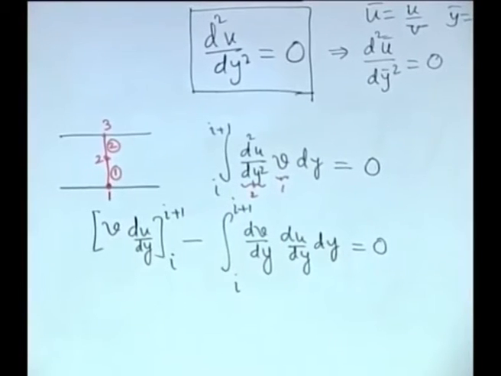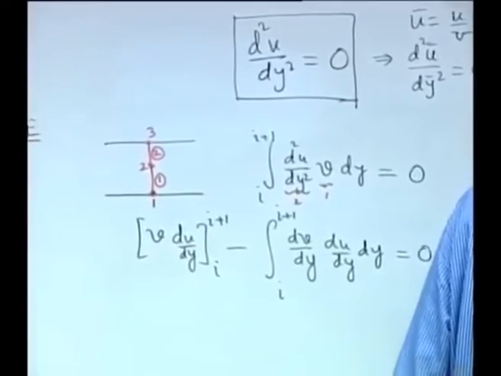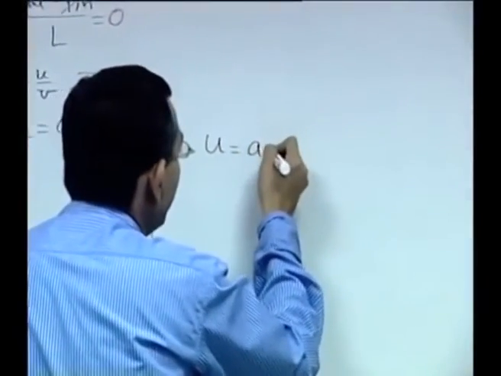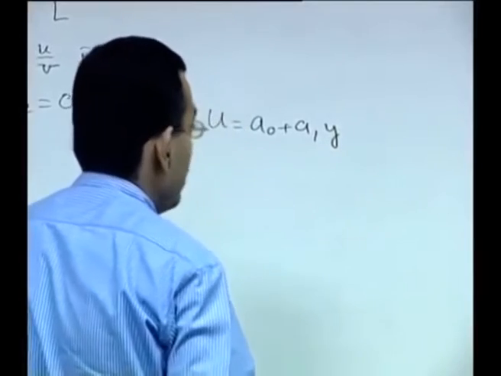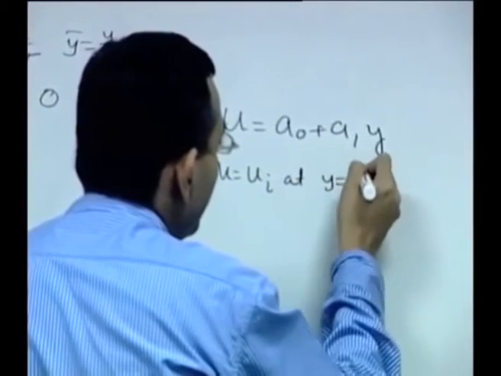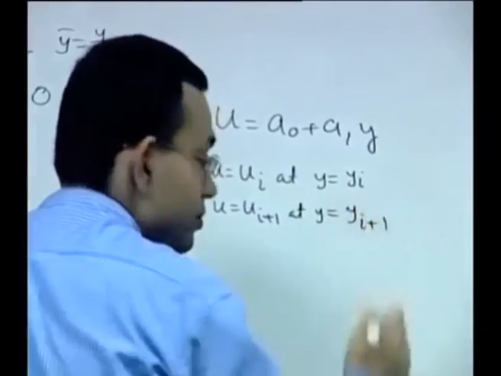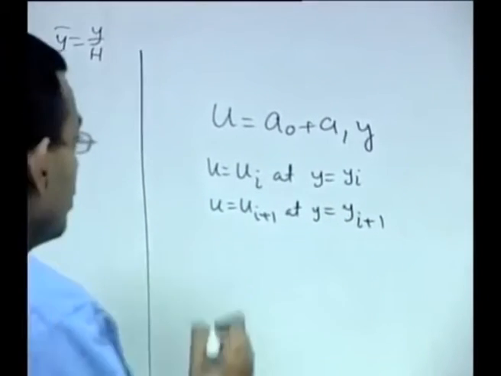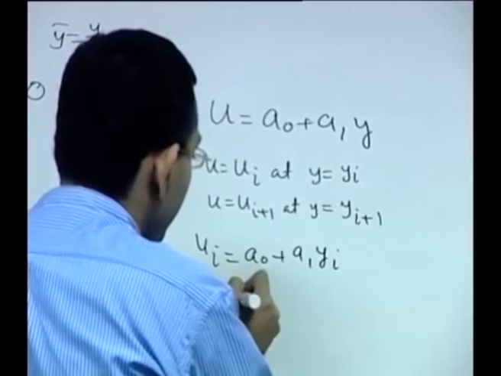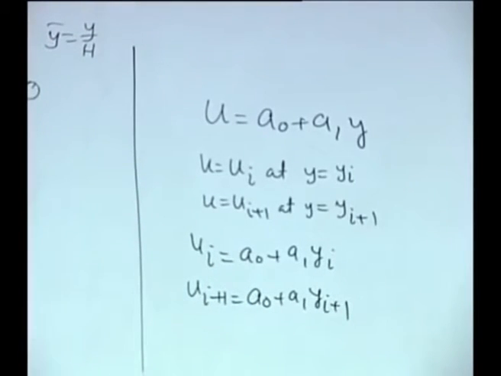Next we have to develop the shape functions N_i and N_{i+1}. So what we do, we describe u as a0 plus a1 y, and we know that u equals u_i at y equal to y_i, and u equals u_{i+1} at y equal to y_{i+1}. So u_i is equal to a0 plus a1 y_i, and u_{i+1} is equal to a0 plus a1 y_{i+1}. From these two we can find out a0 and a1.